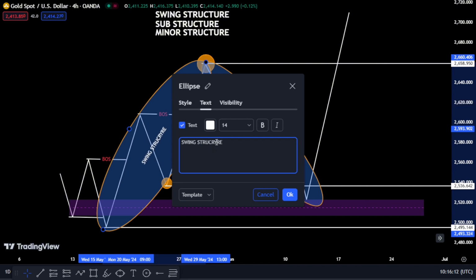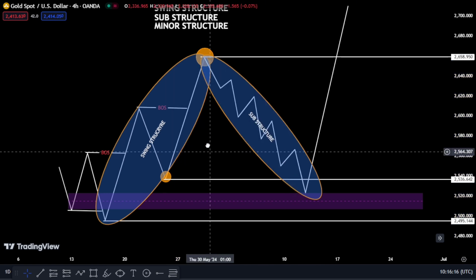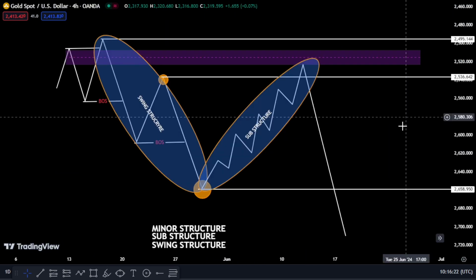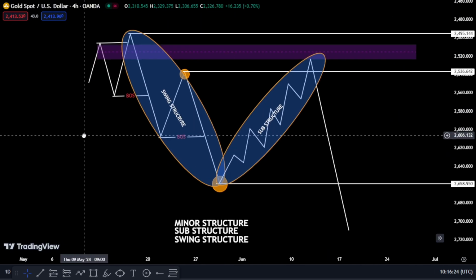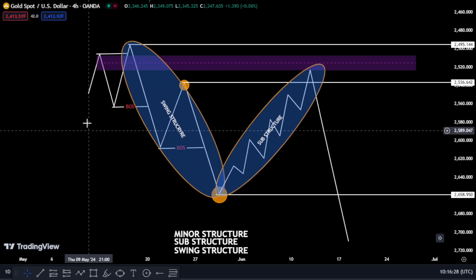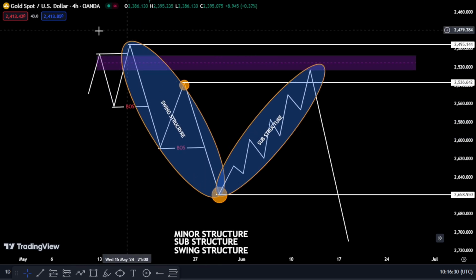Whatever, I'll just leave it like that, guys. So that's that. Now let me invert it. If it's a downtrend, you still look for the same thing, just the same thing.